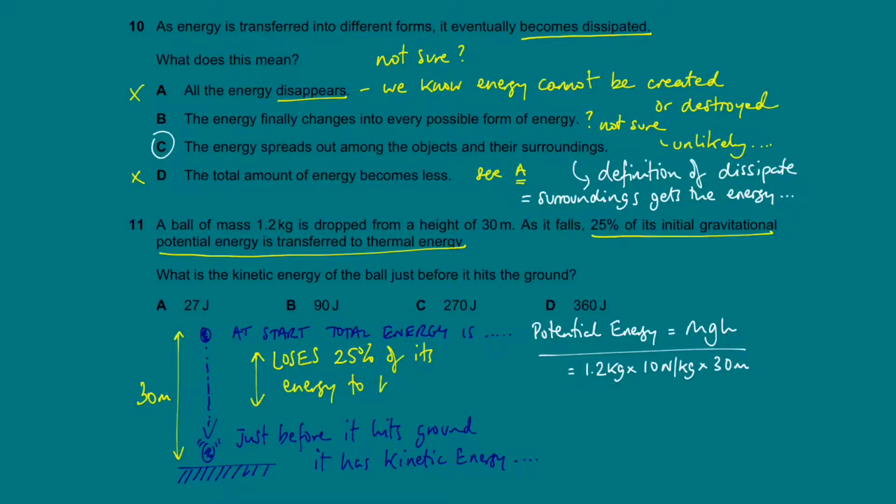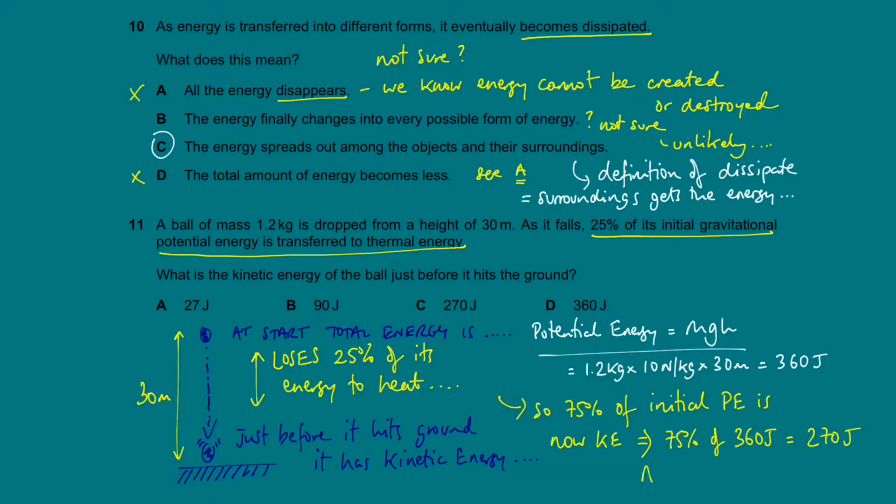Okay, so if we do the calculation, the mass is 1.2 kilograms, the gravitational field strength is 10 newtons per kilogram, and the height is 30 meters. So if we do the calculations, 75% of that ends up being 270 joules. So the answer is C. 360 joules was the total energy in the beginning. So 270 is the remaining.